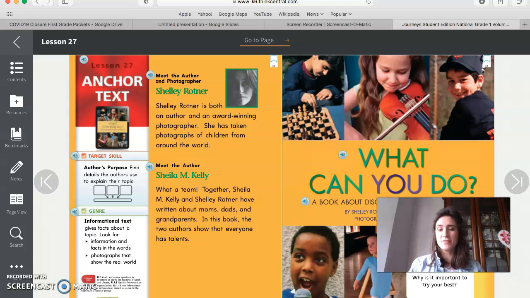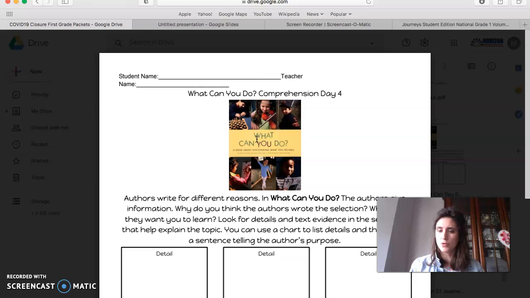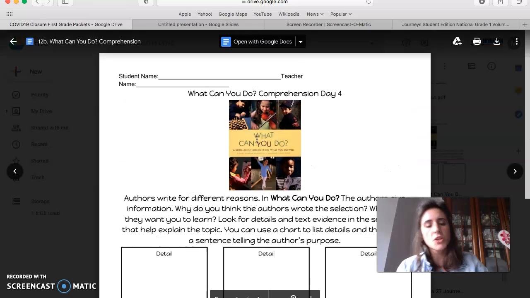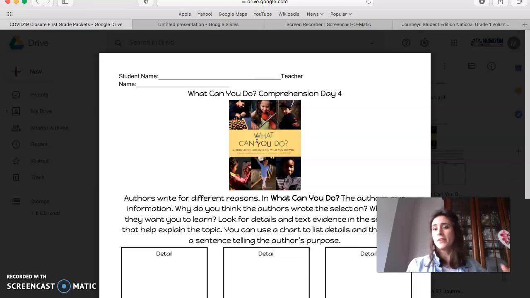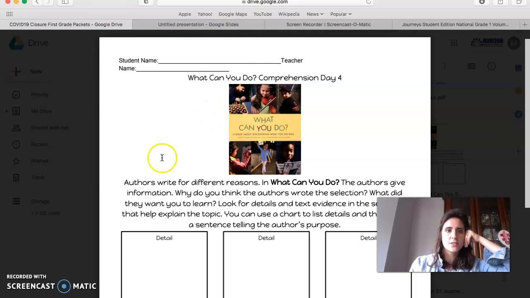So for today, for your ELA lesson, you are to complete the comprehension day 4, what can you do, details and author's purpose little chart. So I thought we could do this together and I could give you an example to go off of, and then you create an example on your own. Okay? So let's read this together first.